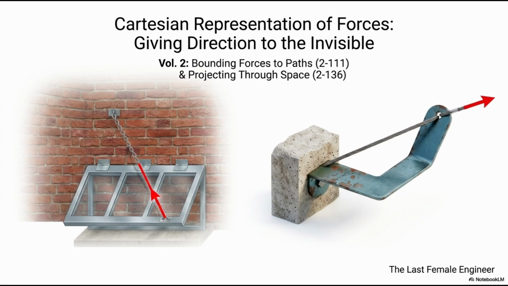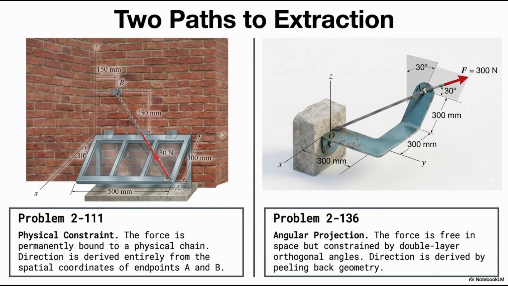Forces in three-dimensional space never tell you their direction directly. Some are strictly confined along a physical chain, while others require us to peel back the geometry layer by layer through progressive projections. Today, we are going to look at two representative problems. Problem 2.1.11 will show us how to bind a force vector permanently along a specific cable path.